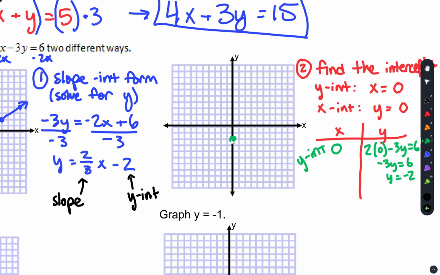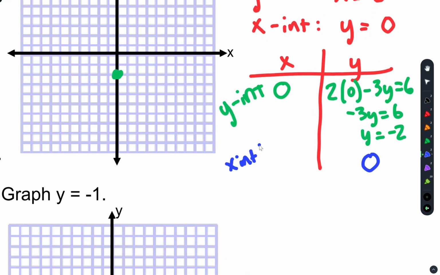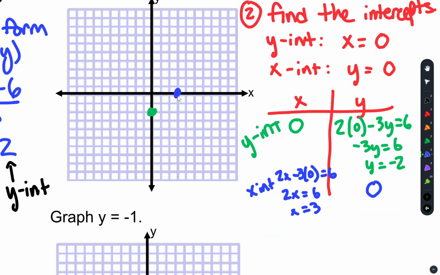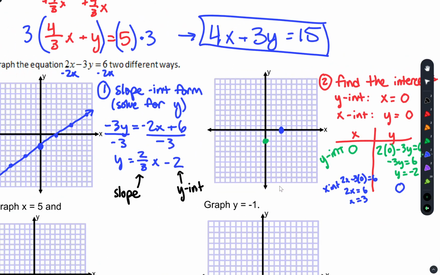Hey, look, that's in the same spot that it was on the other graph. So that's awesome. I'm going to do the same thing for my x-intercept. Except this time I know that my y value is 0. So I plug in 2x minus 3 times 0 equals 6. 2x equals 6, or x equals 3. So I get a second point at 3, 0 right here. To graph a line, we need a minimum of 2 points, which I've got right here. We're going to do our best to make that look pretty, like so.